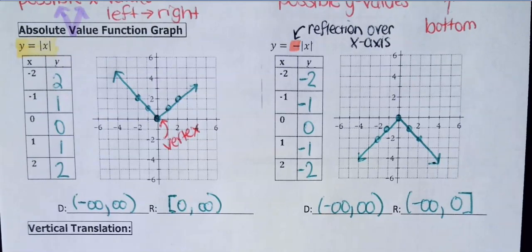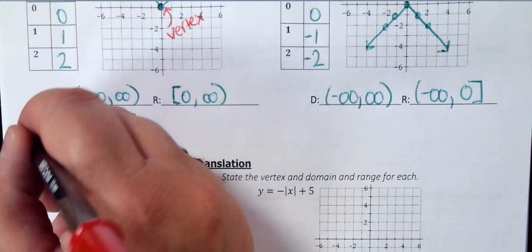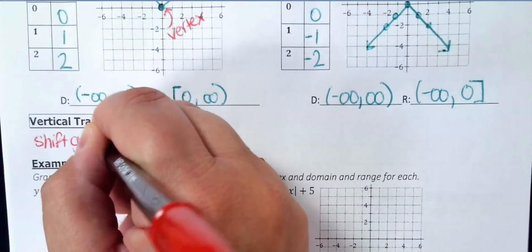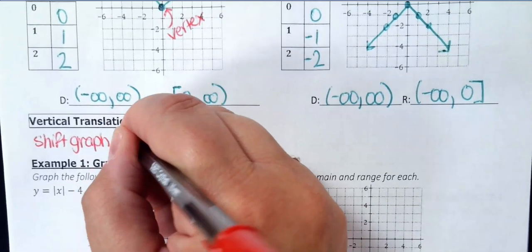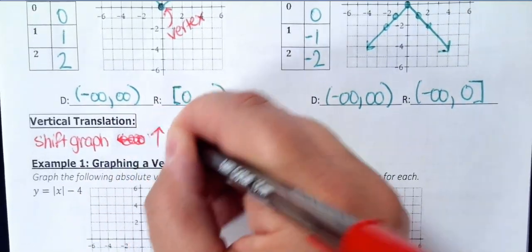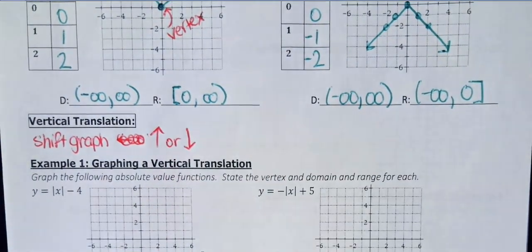Okay, now we're going to shift these graphs. All right, so a vertical translation is going to shift your graph, and it's either going to shift your graph up or down. A vertical translation is going to just shift everything up or shift everything down.